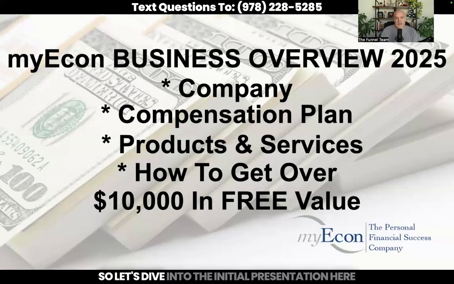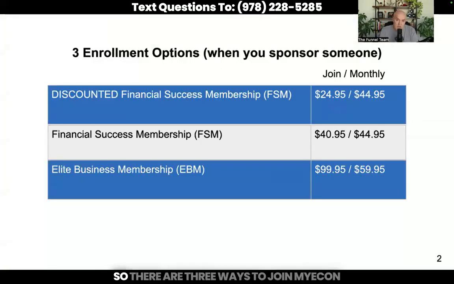So let's dive into the initial presentation here and talk about what it's going to take for you to get started with myEcon, okay? So there are three ways to join myEcon, and there are two different monthly membership levels. Let me break them down for you, okay? Coming in at the highest level, you have the Elite Business Membership, which throughout this training and series, we're going to refer to as the EBM membership level. And you also have the Financial Success Membership level. So those are your two main levels.